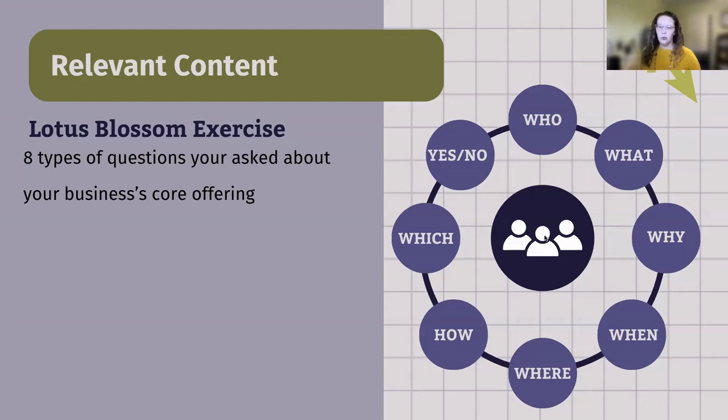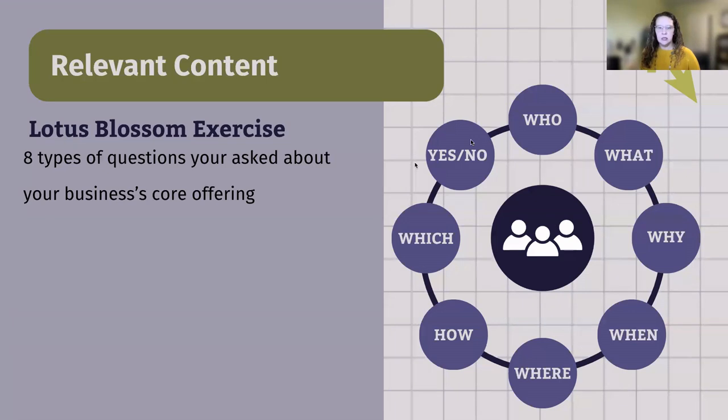So this middle circle here represents your core offering. And from there, you've got this outer circle, right, with 8 types of questions. And so you think about your core offering and then use these to brainstorm 8 types of questions related to that offering. Let's say your core offering is contract manufacturing. Some questions you might be asked are, what industries do you serve? Where do you deliver or ship to? How do you ensure your services meet quality standards, etc.?